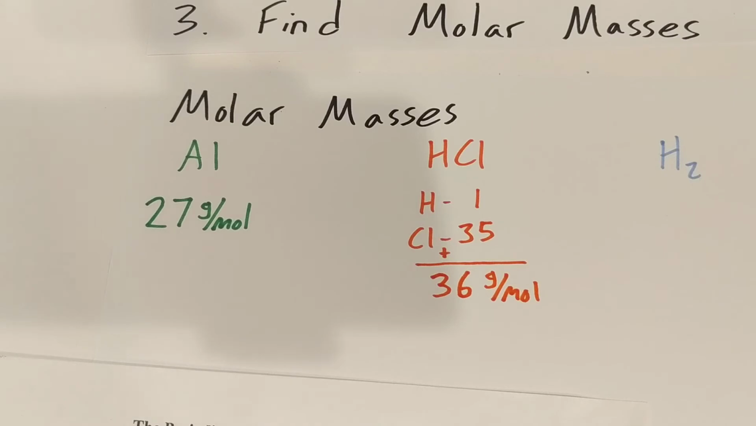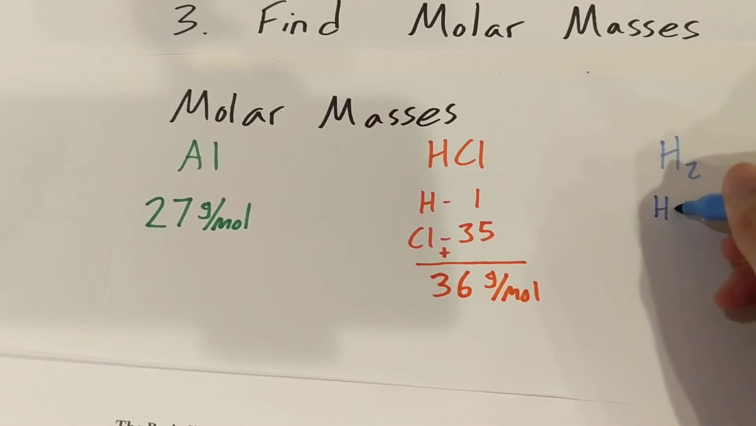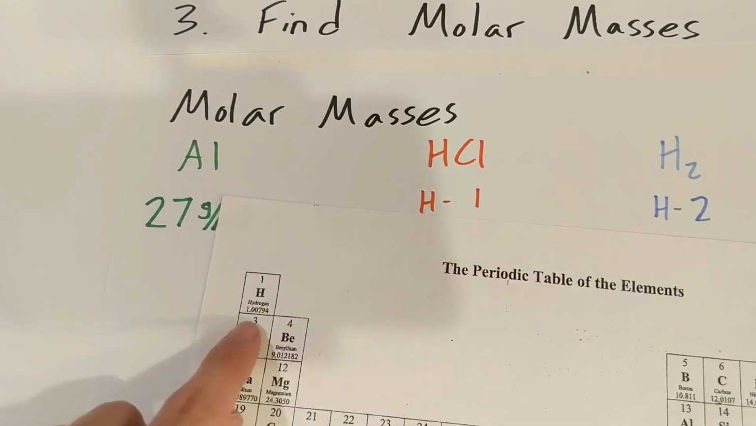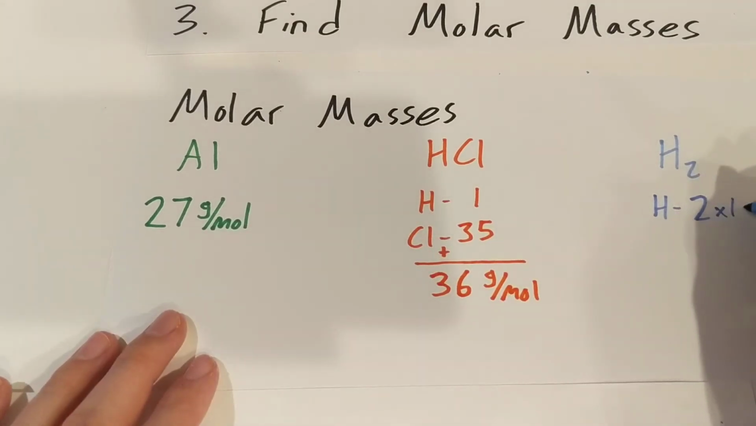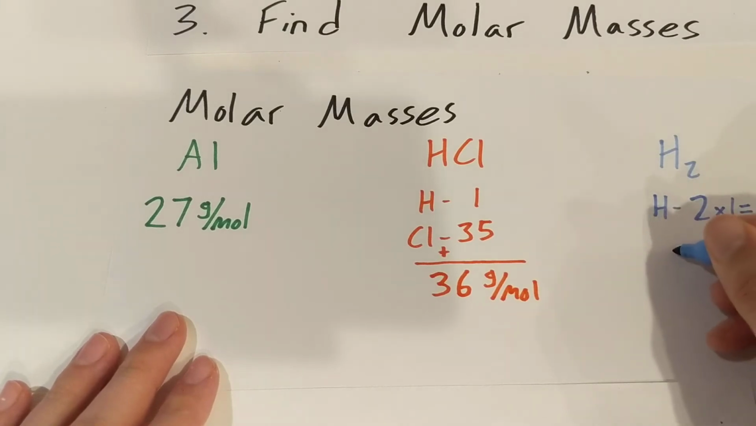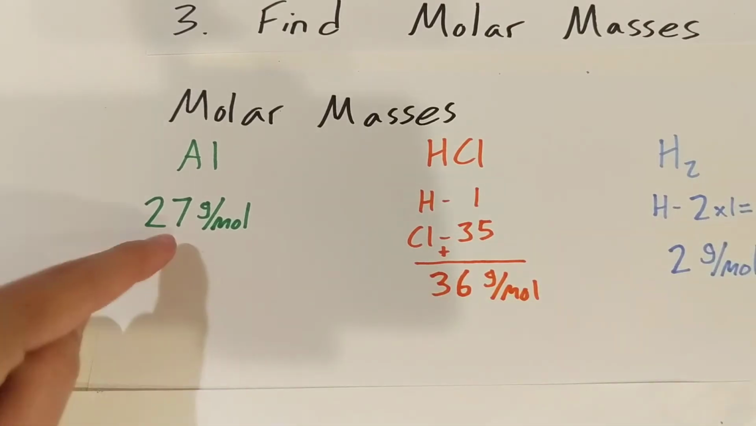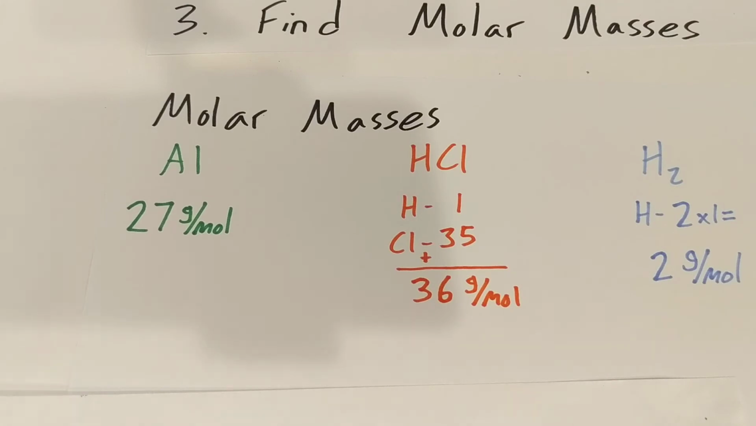And then with our hydrogen, we have 2 hydrogen here. Each one we said had a molar mass of about 1. So 2 times 1 is equal to about 2 grams per mole. And we're going to use all of these numbers in our problem at some point. So we'll have them here to use for later.